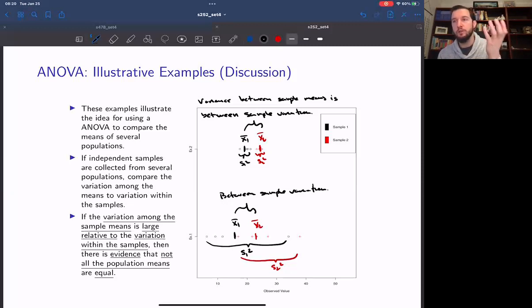So if you have a large between sample variation and you have a small within sample variation, when you compare those two, when you divide one by the other, you're going to end up with a larger value, which suggests that you have a difference in population means. If you have a large between sample variation and you also have a large within sample variation, when you compare them, so you divide one by the other, you're going to get a smaller value, and that's going to indicate that there isn't evidence of a difference. Okay. All right. Any questions?